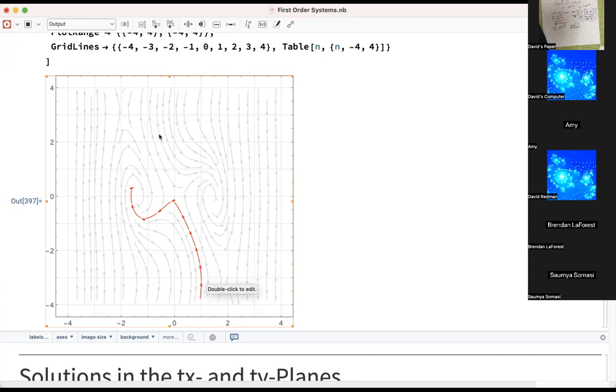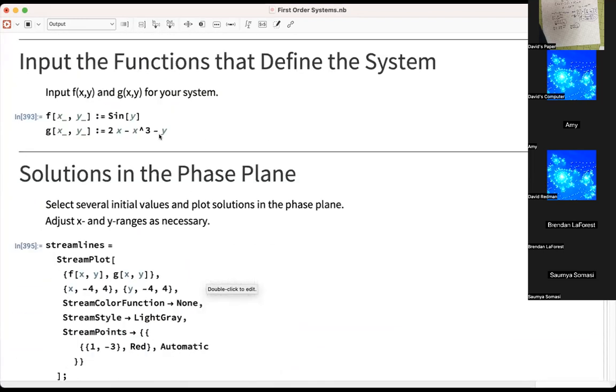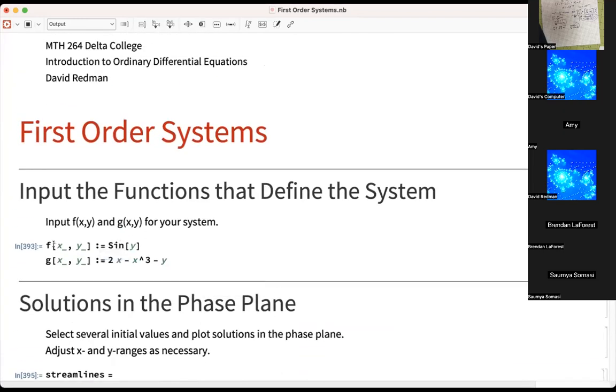Is my picture too big? Is my picture too small? Well, that depends on what I can get out of these two equations. Remember, I want to know the equilibrium points. Sine y is equal to zero many, many times, and 2x minus x cubed minus y is equal to zero several times.